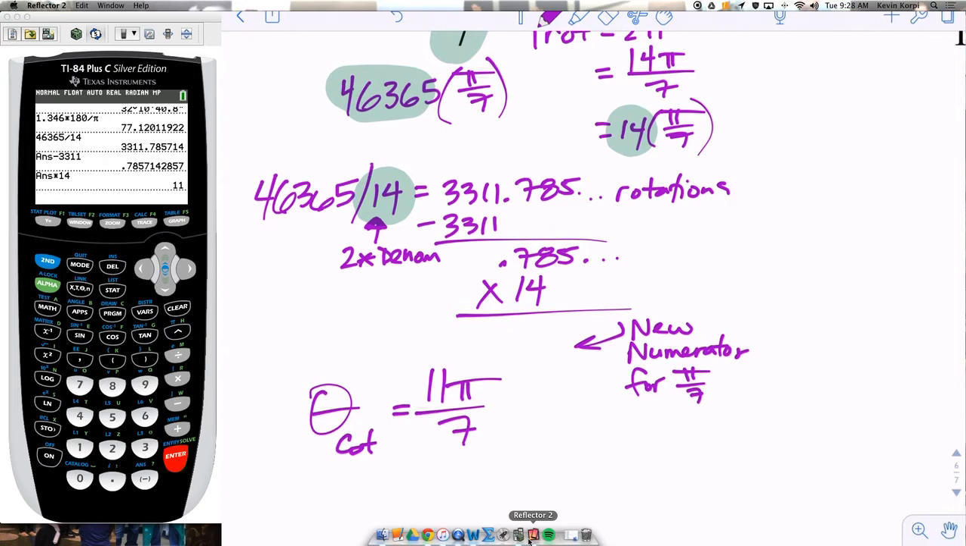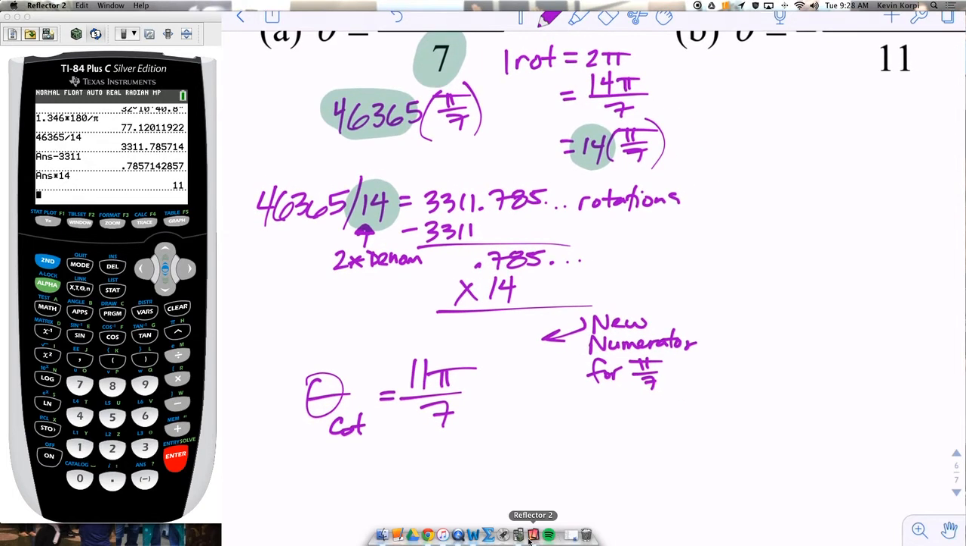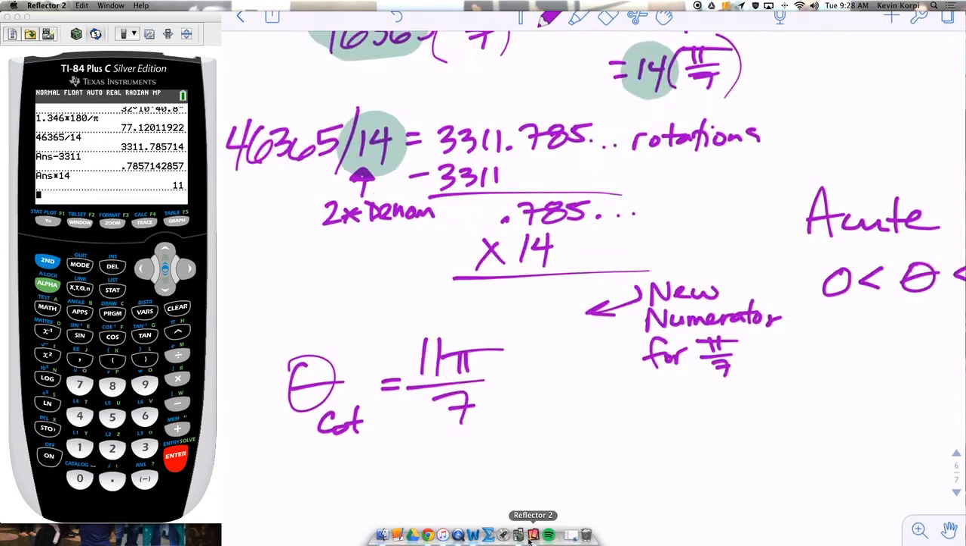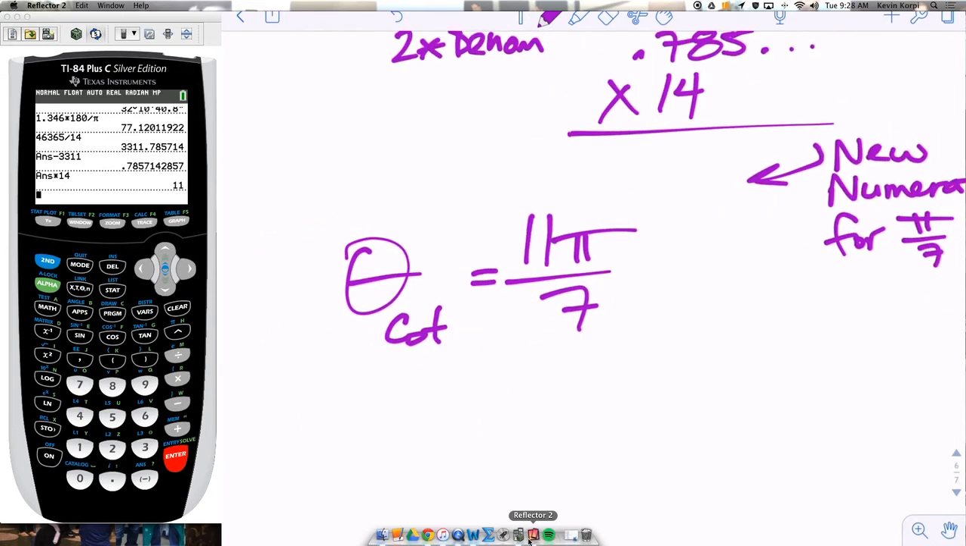It may or may not be the reference angle. It's only going to be the reference angle if it's positive and acute. Well, to be an acute angle in radians, the angle has to be between 0 radians and what? No, an acute angle is less than 90 degrees. 90 degrees is how many radians? A half pi or pi halves. So is 11 pi sevenths less than pi halves? No. So this is the coterminal angle.